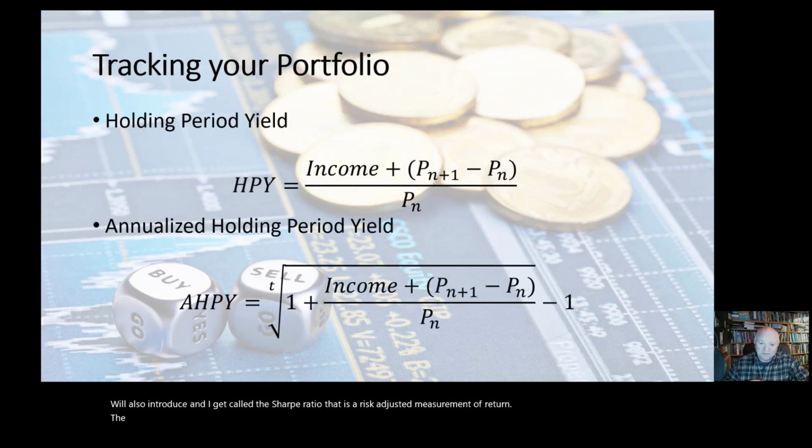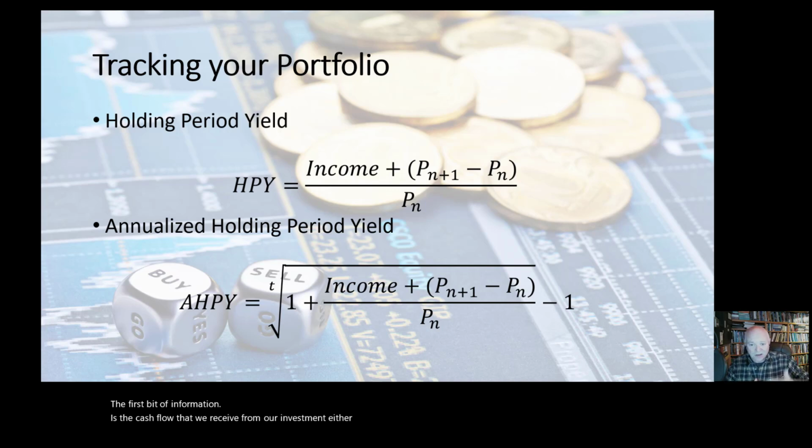The holding period yield is determined by looking at 3 bits of information. The first bit of information is the cash flow that we receive from our investment, either dividends or interest that we receive during the period that we held onto the investment. We also have the capital gain, and capital gain requires 2 pieces of information. How much did you pay at the beginning of the period? How much did you receive if you sold that investment at the end of the period? So the capital gain is the change in the investment during the period.